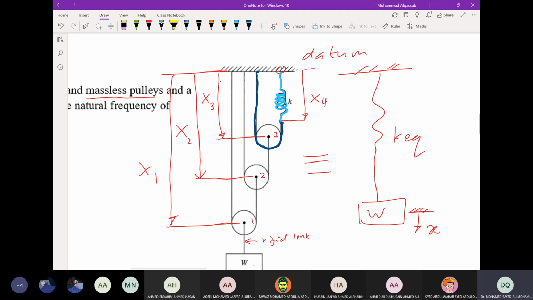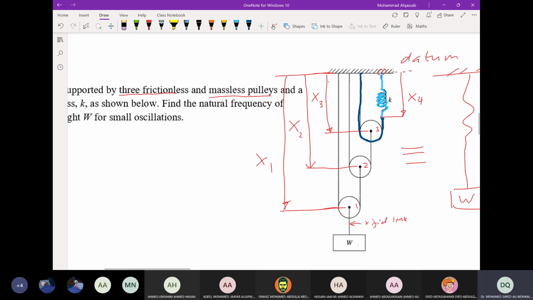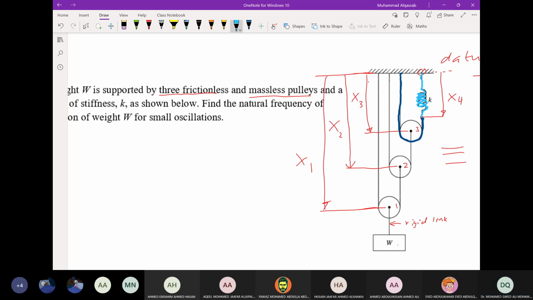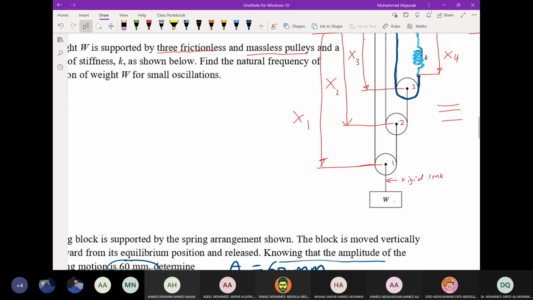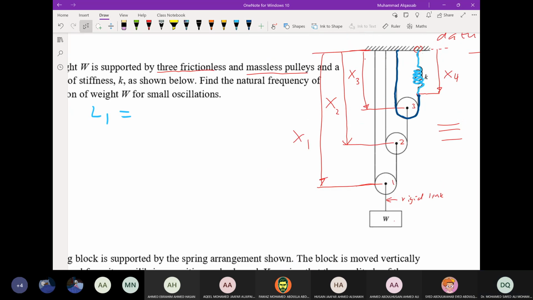What you need to do is, for each cord, find the length of the cord, so that you use the relationship to get the kinematics relationship. So for the first cord, L1 equals what? Any clues? The length of cord number one? x1 plus x1 minus x2. Excellent. x1 plus (x1 minus x2).